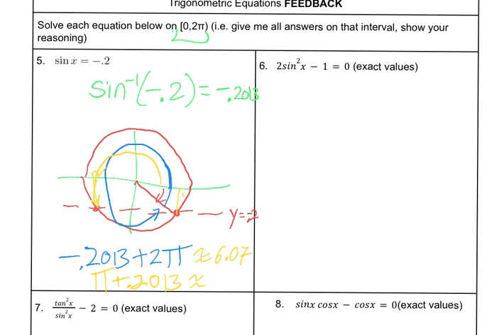I like using a calculator instead of doing that by hand, which is crazy. 2.939, which doesn't make sense because that should be bigger than pi. I think I subtracted instead of added there.